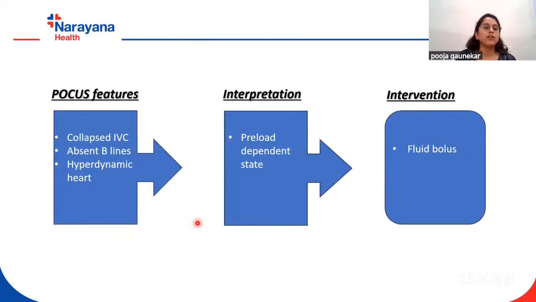So first thing, if you have POCUS features which show collapsed IVC with absent B lines with hyperdynamic heart, all of these features are suggestive of a preload dependent state. As in, you need to push in more fluids in the child. So you'll give fluid bolus.